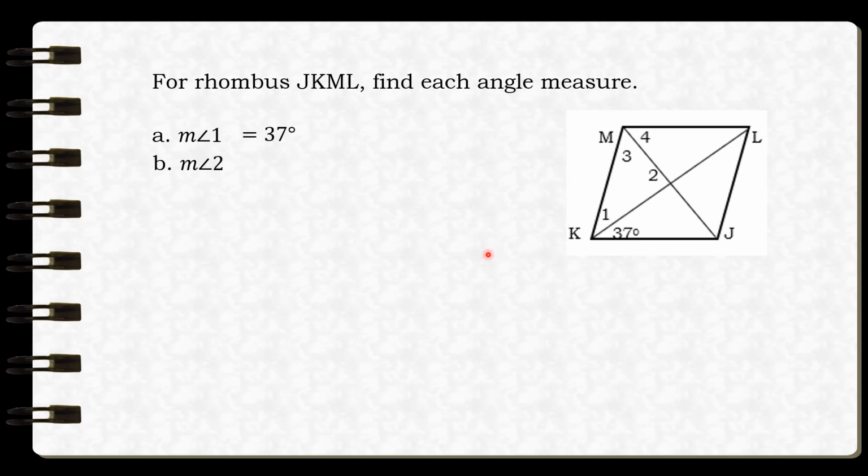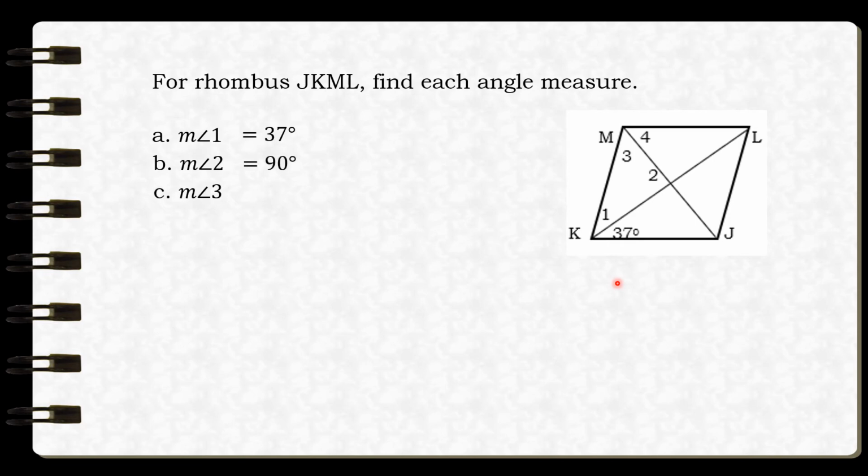Next, what is the measurement of angle 2? So this is angle 2, and we learned that the diagonals of a rhombus are perpendicular with each other. So if they intersect here, they form a right angle. So the measurement of angle 2 is 90 degrees.